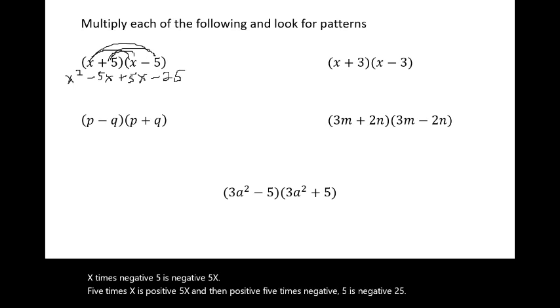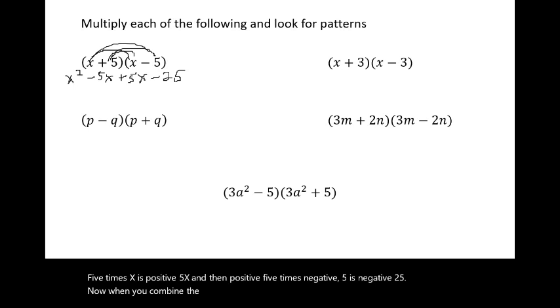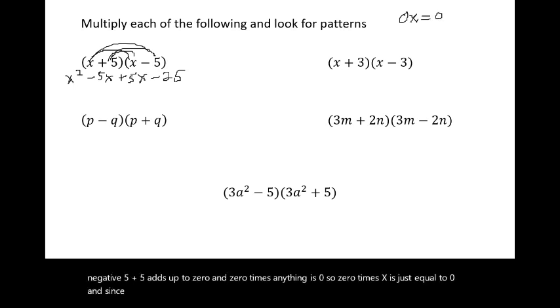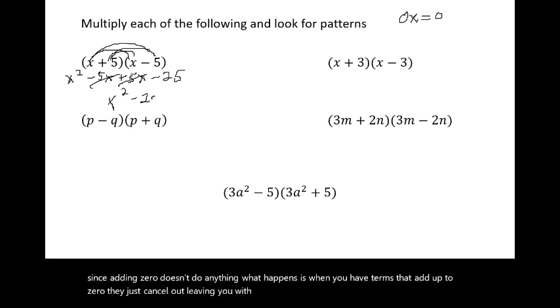Now, when you combine the middle terms, what do negative 5x and positive 5x add up to? Negative 5 plus 5 adds up to 0. And 0 times anything is 0. So, 0 times x is just equal to 0. And since adding 0 doesn't do anything, when you have terms that add up to 0, they just cancel out, leaving you with x squared minus 25.